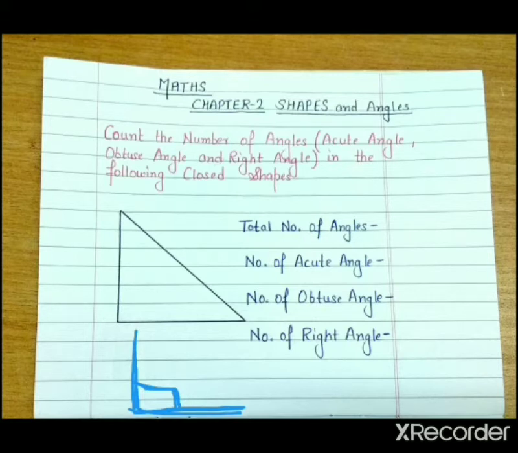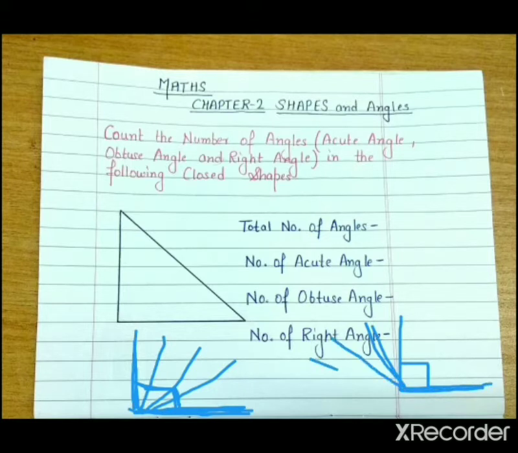And what is an acute angle? Any angle which measures less than 90 degrees is called an acute angle. So here in this figure, this is an acute angle, this is an acute angle, this is an acute angle. These all are acute angles. Any angle which measures more than 90 degrees is called an obtuse angle. Here this is a 90 degree angle, and any angle that measures more than 90 degrees, like this, is an obtuse angle. So these all are obtuse angles.